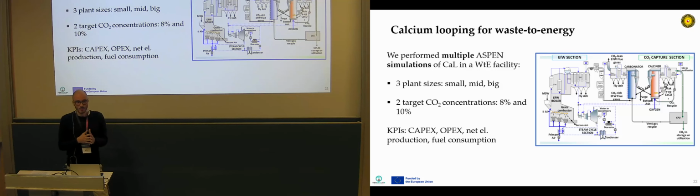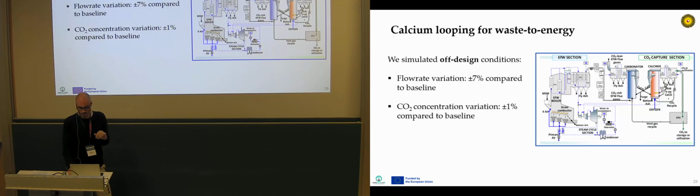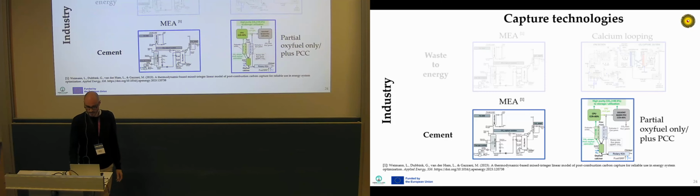So we said we performed multiple Aspen simulations. We performed the simulations for 3 plant sizes, a small, a medium, and a big one, and 2 target CO2 concentrations. We have 8% and 10%. And for each of these simulations, we have some KPIs: CAPEX, OPEX, net electricity production, and fuel consumption. We also simulated the off-design conditions, so with a flow rate variation of plus minus 7% compared to the baseline, and a CO2 concentration variation of plus minus 1% compared to the baseline.